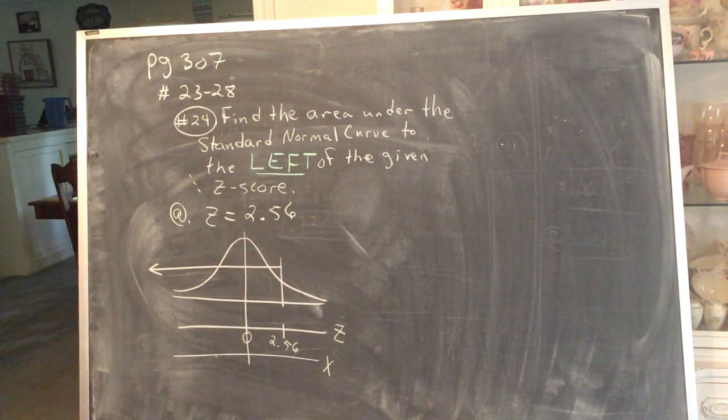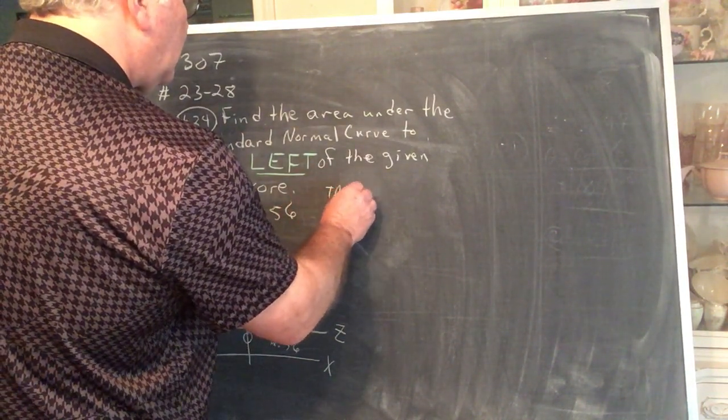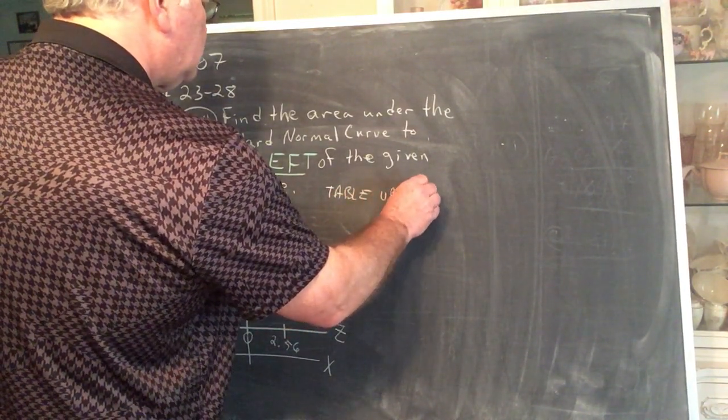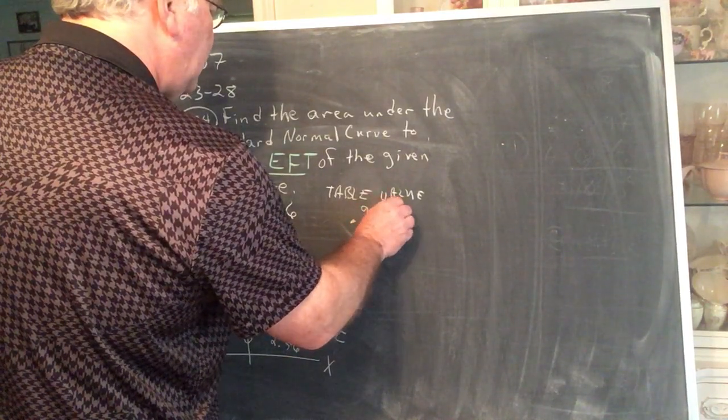So, if we look up 2.56 in the table, 2.5 in the Z column, on the leftmost or rightmost, whichever is easier. And we're in the 0.06 column, and wherever that row and that column intersect, that corresponds to the value. See if you can find it. It would correspond to the value 0.9948. So the table value is 0.9948.